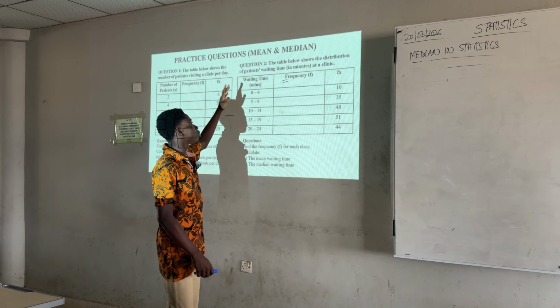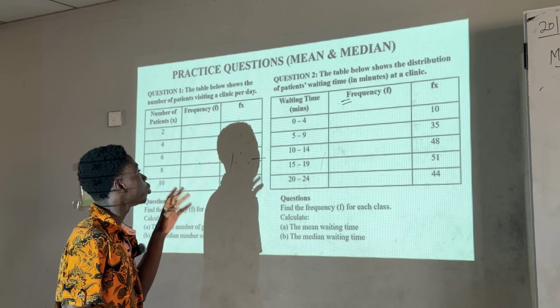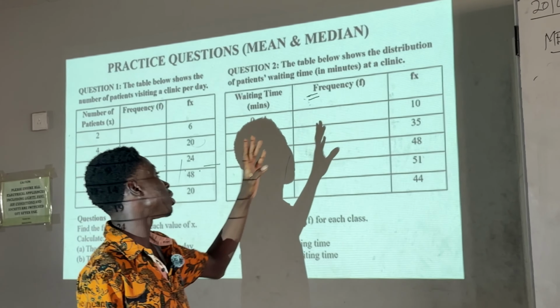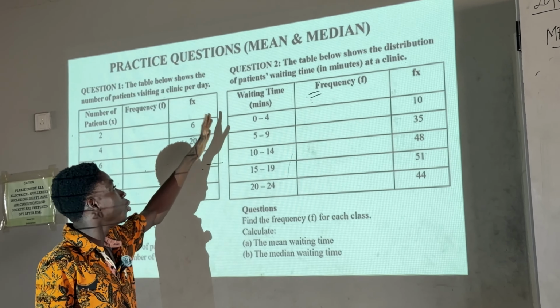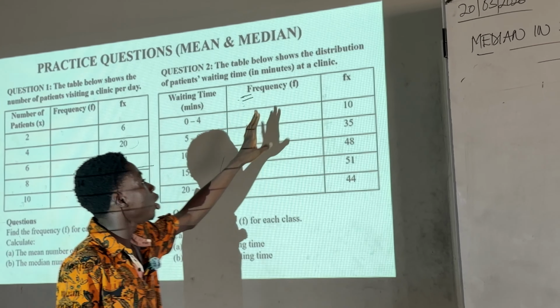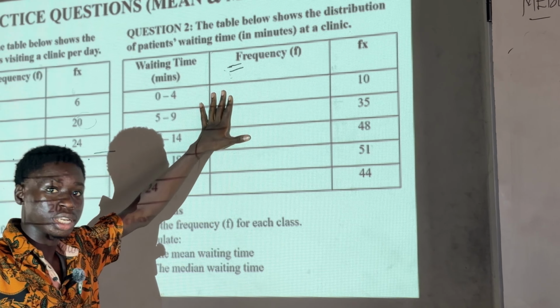So we have come to solve question 2. The question says: the table below shows the distribution of patients' waiting time in minutes at a clinic. So this is our table. On this table, we have the waiting time, the frequency, and the fx, but we don't have the values of the frequency here.